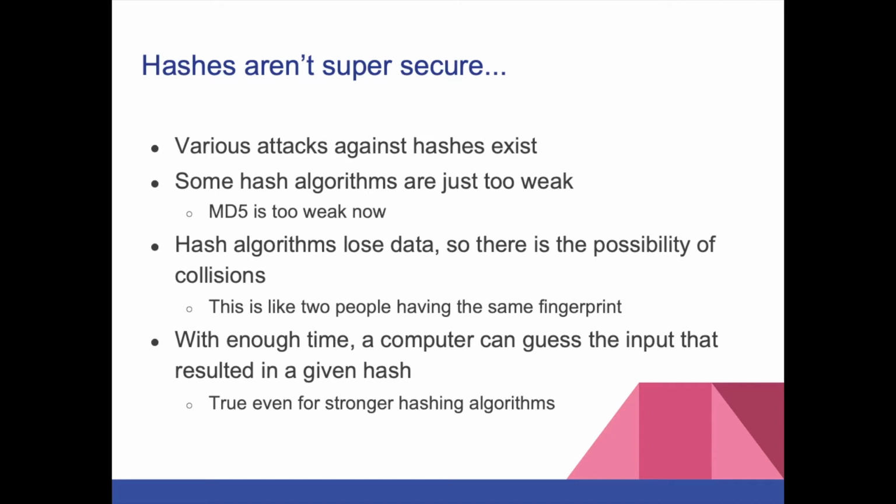One of the security issues with hashing algorithms is that 2 different inputs could produce the same fingerprint. Remember, this is very, very unlikely, but not impossible. When there are 2 or more different inputs that result in the same hash value, we call this a collision. This is like 2 people having the same fingerprint.